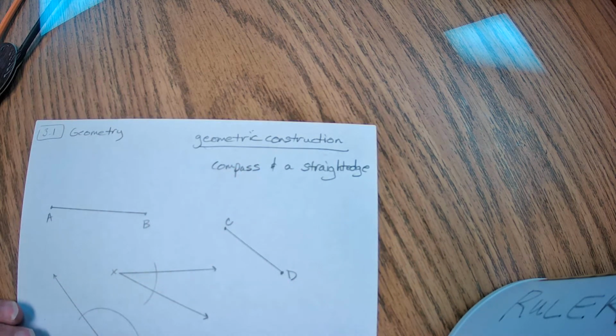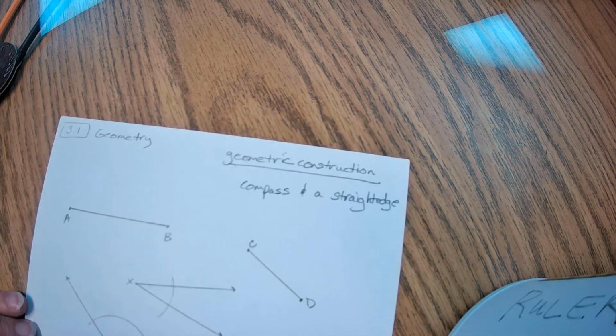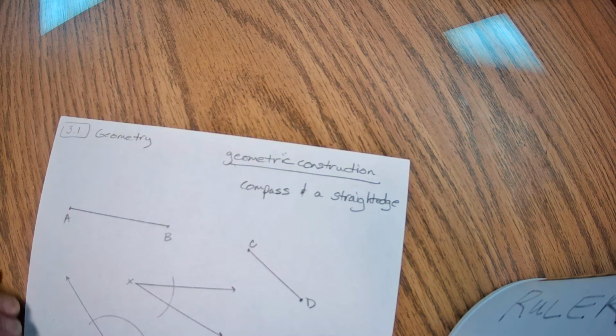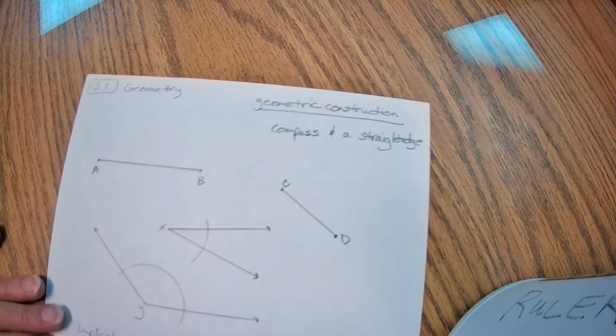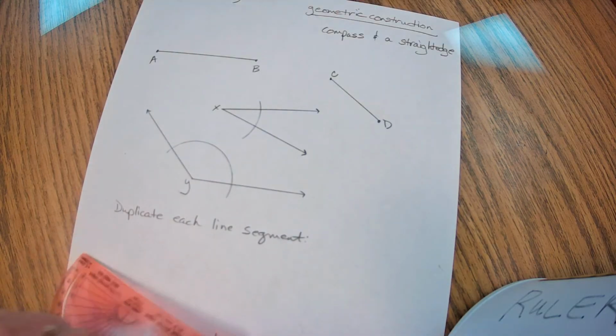You can use a ruler, but one thing you need to remember is that you don't ever measure anything with the ruler. You only use the ruler for its straight edge. So the first thing they're going to ask you to do in 3.1 is to duplicate these two line segments and those two angles, and I'm just going to show you easy ways to do that.